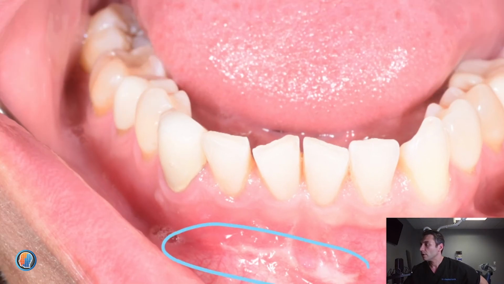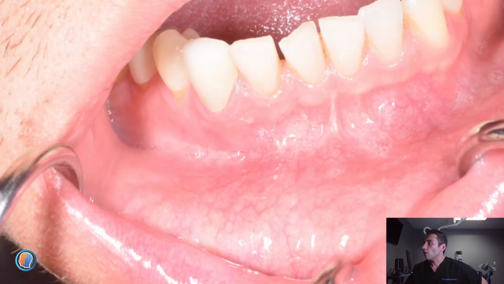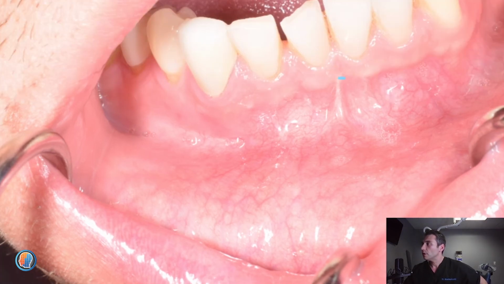There's a little bit of scarring. This usually smooths out, and I'll show you a picture of this same exact area in 6 months. And this is what it looks like 6 months later. As you can tell, it looks beautiful. The scar has disappeared and everything is healed up.